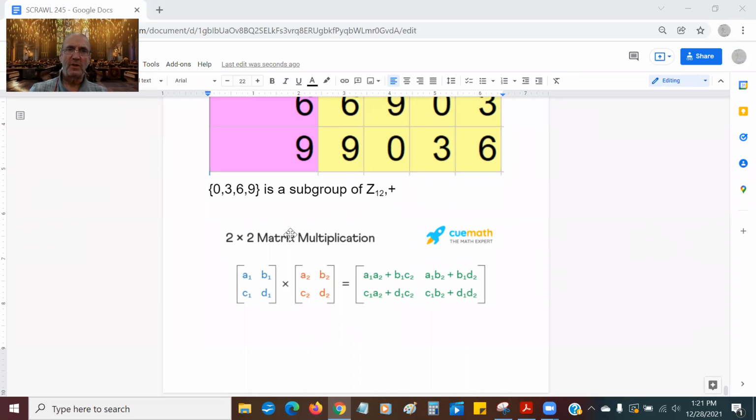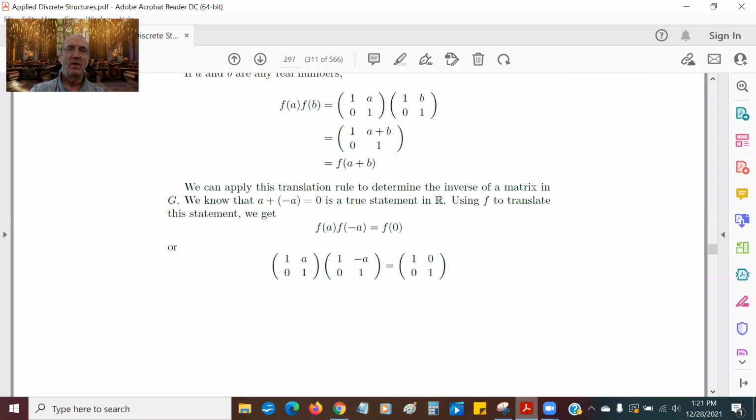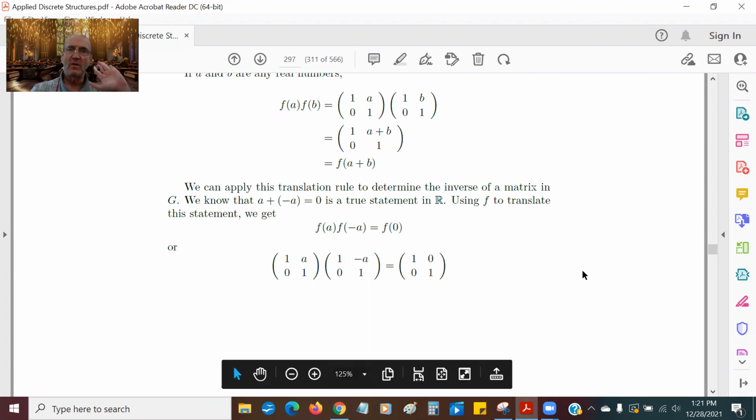Actually, this is how you do 2 by 2 matrix multiplication. If you have a matrix like this times a matrix like that, this is the product. And you could see that if you apply this rule to the example we just did over here, it is going to work. Anyway, I'm not going to elaborate on that. You could take a course on linear algebra or whatever.